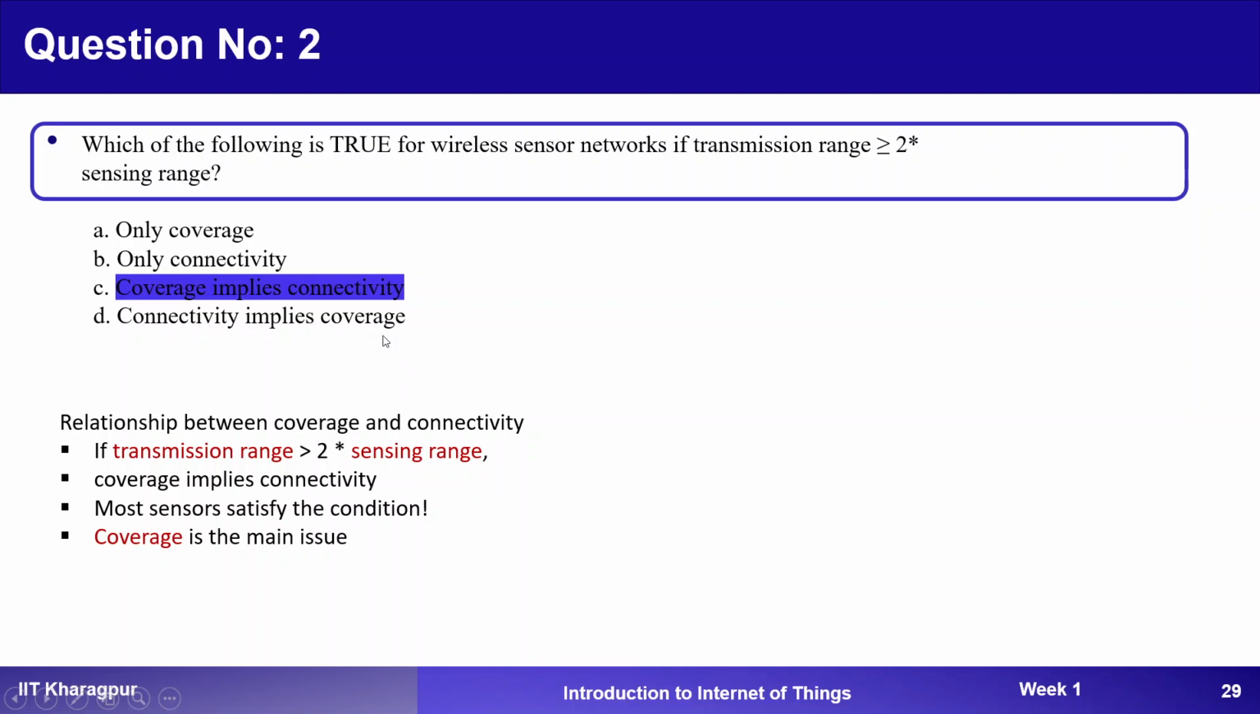Fourth one is connectivity implies coverage. How is this statement false? If the nodes present in the sensing field are connected, but the density of the nodes is not appropriate and the nodes are not able to cover the entire region, then connectivity does not imply coverage. However, in case of coverage, if the whole area is covered properly, then the nodes present should be connected to each other. That's why we are able to cover the complete field.